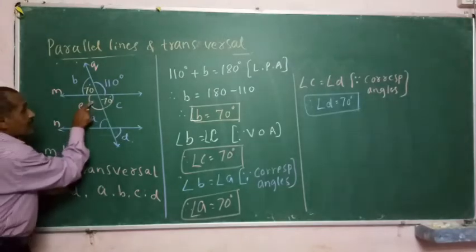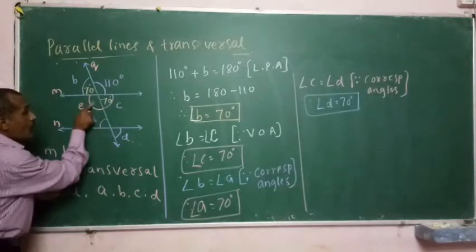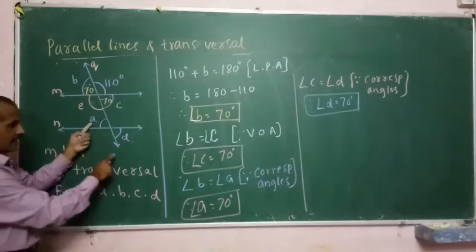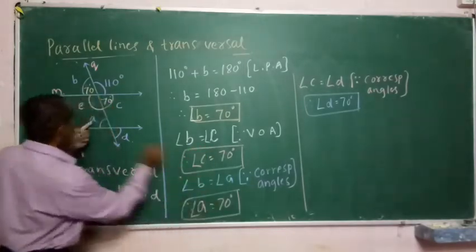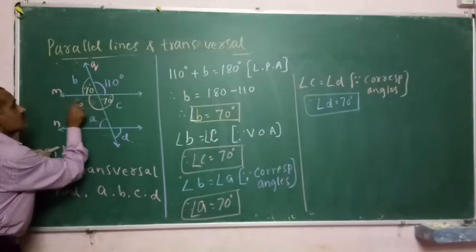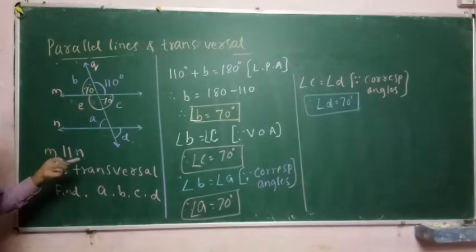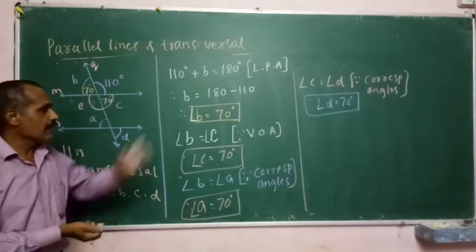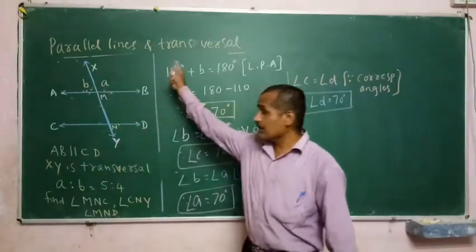You can take these two angles, co-interior angles. See, what is A? Angle A is 70. Co-interior angle, sum is 180. 70 means this is 110. There are plenty of ways to solve the problem. My dear children, this is another problem.